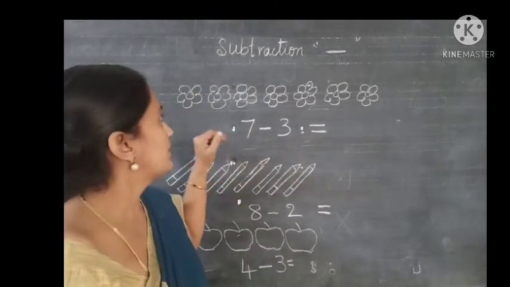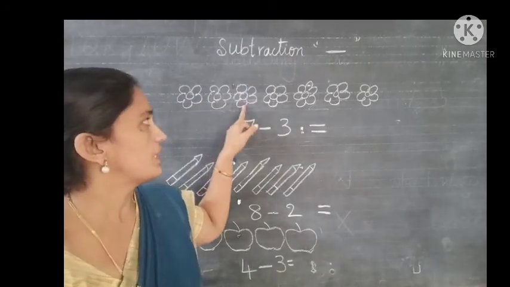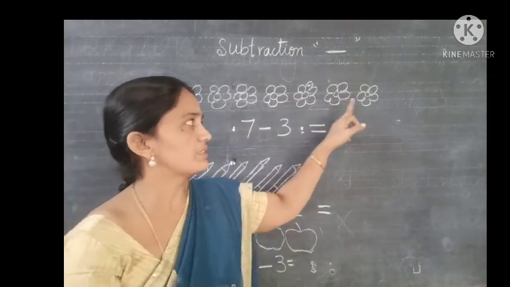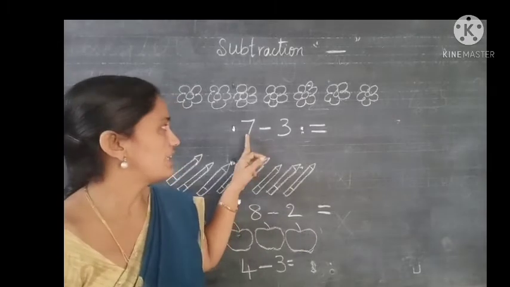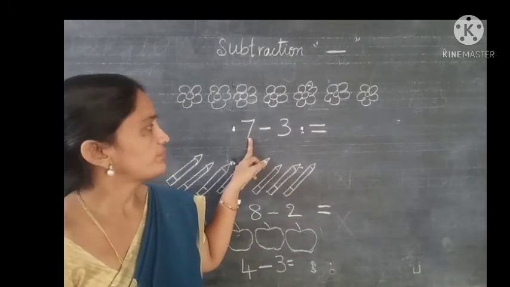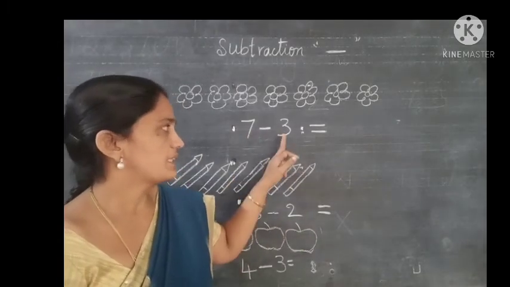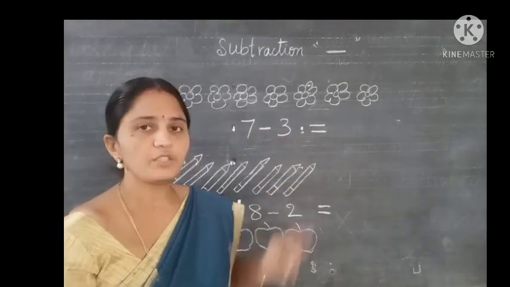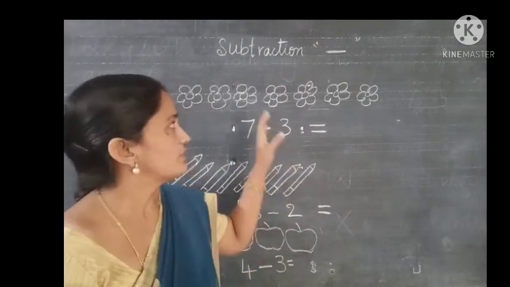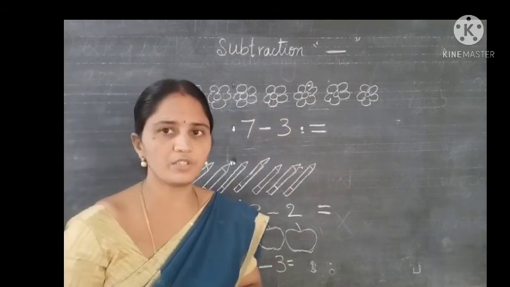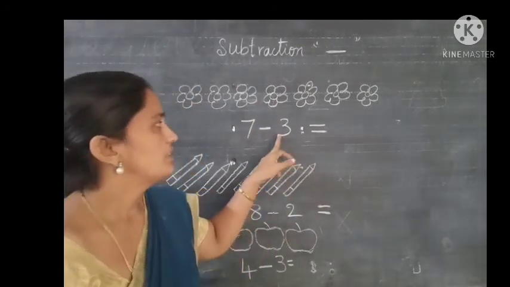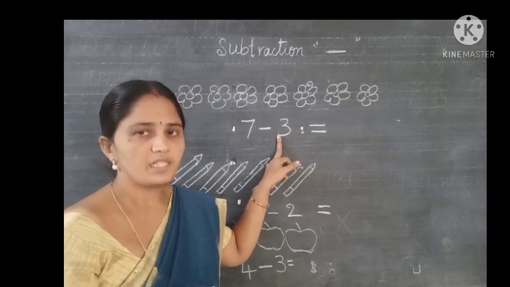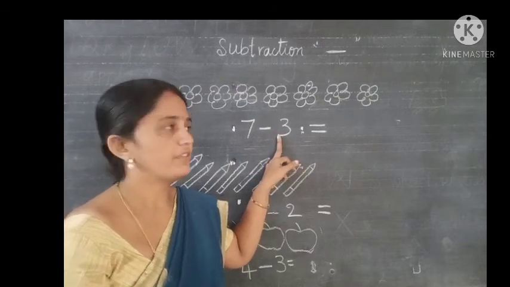How many flowers are there here? 1, 2, 3, 4, 5, 6, 7. How many flowers are there? 7 flowers. We have to subtract 3 from 7. For that, we cross out 3 flowers. Out of 7 flowers, we have to cross out 3 flowers. This is number 3. We have to cross out 3 flowers.